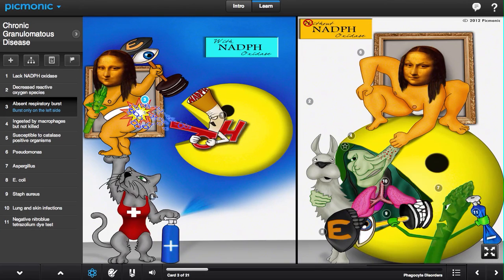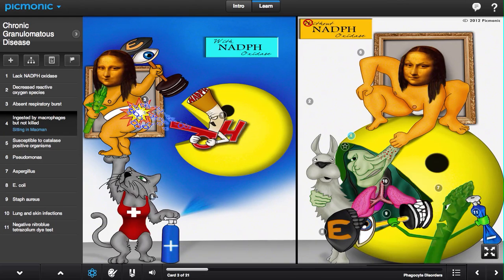Note that without the NADPH character on the right side of the picture, there is a lack of reactive oxygen species and absent respiratory burst. Without NADPH oxidase, pathogens are ingested by macrophages but not killed, shown by the organisms being shot at on the left side of the image, but existing within the MacMan on the right side.